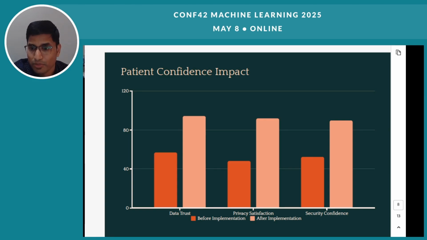So the first point is here. We can see the data trust before implementation and after implementation. And the second bar here also explains how, with this system implementation, privacy satisfaction has increased, which is again very important while architecting such a system. And on the same line, security confidence comes into the picture. Based on the studies, it has been found that if we have all the systems in place, as explained briefly above, the security confidence also increases.